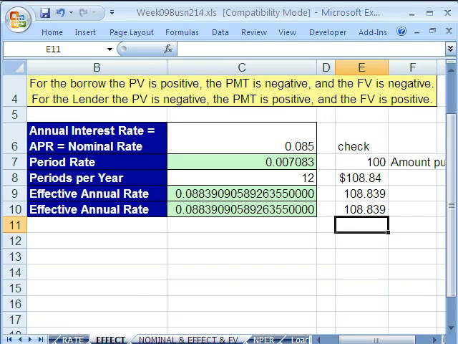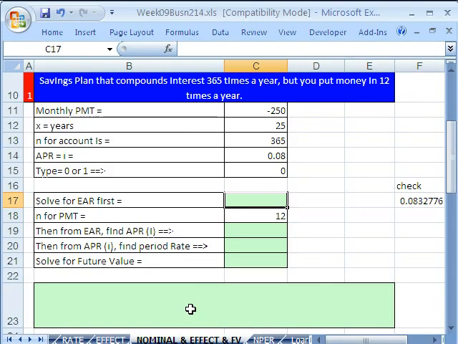Let's go to our next trick, where we'll use the effective interest rate and the nominal rate. This is called the nominal rate. Here's a great situation. We have a savings plan that compounds interest 365 times a year, but you put money in 12 times a year. Well, you can't just go and calculate your future value without doing a couple extra calculations, because interest is paid a different number of times a year than you're putting money in. So we're going to put 250 bucks in a year.